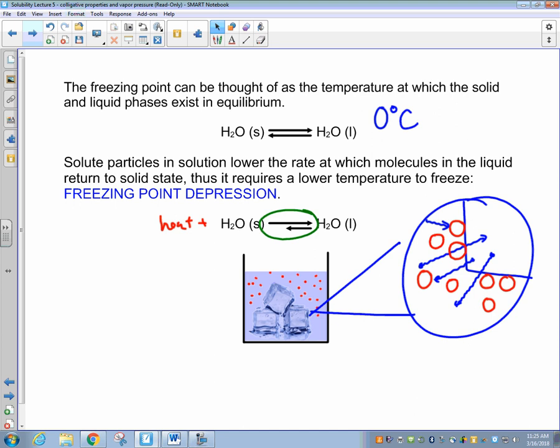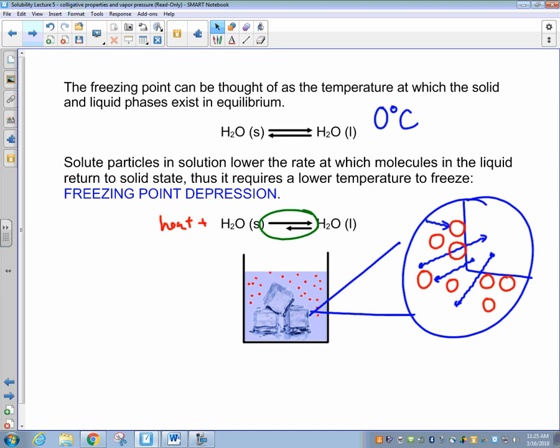We recognize that this is an endothermic reaction as written in the forward direction here. If we wanted to increase the rate of freezing, that would imply that we would either have to increase the rate, or we could really decrease the rate of the forward reaction, that is the solid changing to liquid, by lowering the temperature.